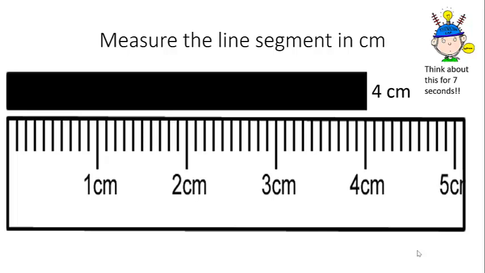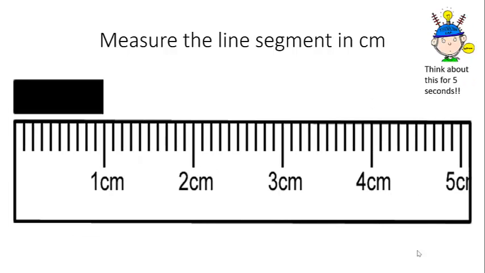Notice that the black line starts all the way on the left at 0, and the very end ends right over 4 centimeters. Let's try it again. This time take about 5 seconds to figure out how long this black line is. If you're thinking 1 centimeter, you are correct. Remember, the black line starts at 0 and ends at 1.